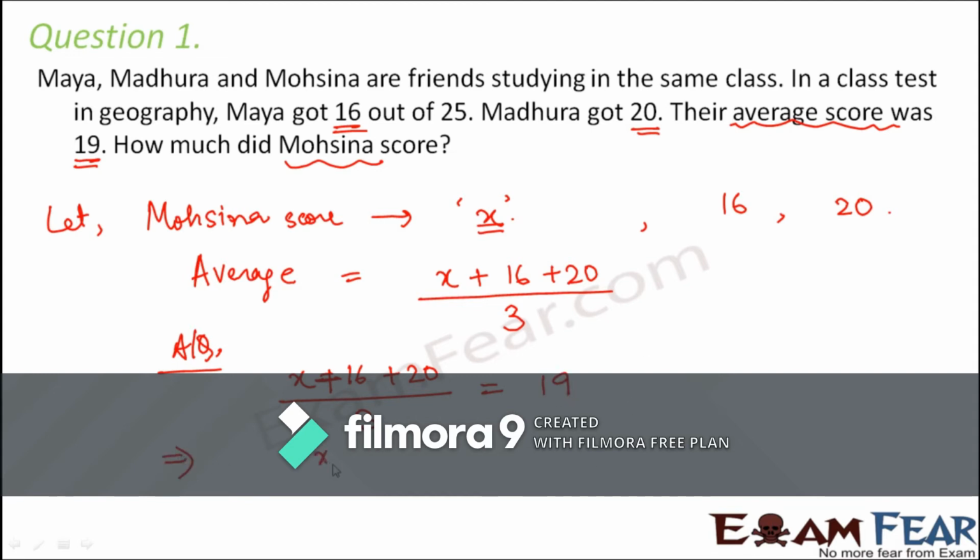So how do we solve this? 16 plus 20 is 36, so x plus 36 divided by 3 is equal to 19. Now let's move 3 to the right hand side. So we get x plus 36 is equal to 19 into 3. So 19 into 3 is 57. So x plus 36 is equal to 57, or we can say x is equal to 57 minus 36, which is equal to 21. Therefore, Mohsina's score is 21 out of 25.